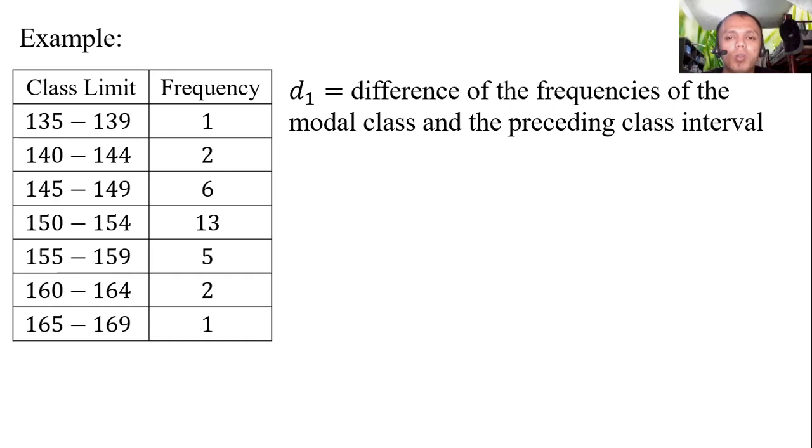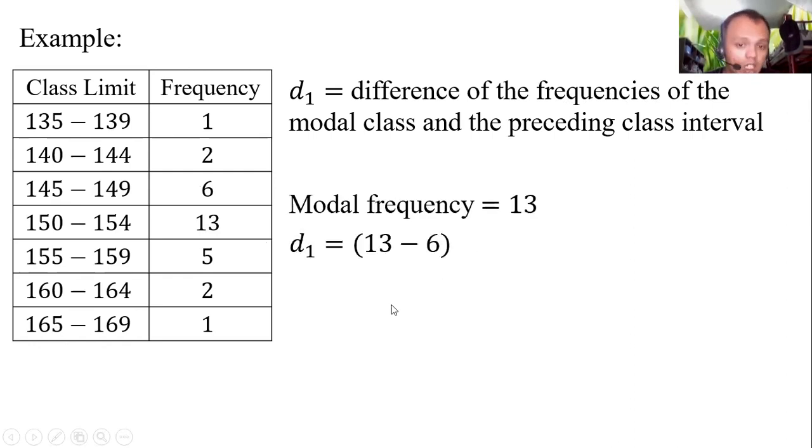Next, for D sub 1. D sub 1 is the difference of the frequencies of the modal class and the preceding class interval. So the frequency of the modal class, 13, and the frequency of the preceding class, which is 6. So we have 13 minus 6.